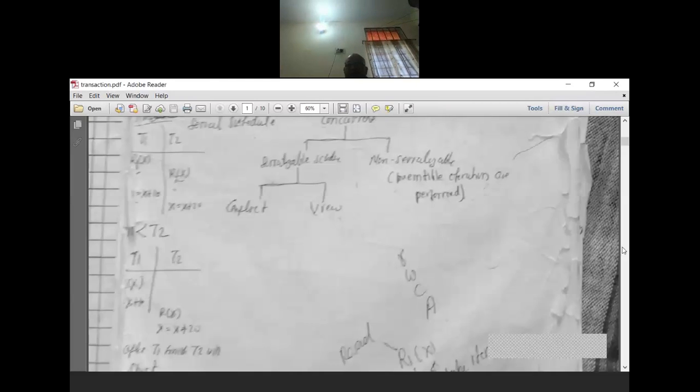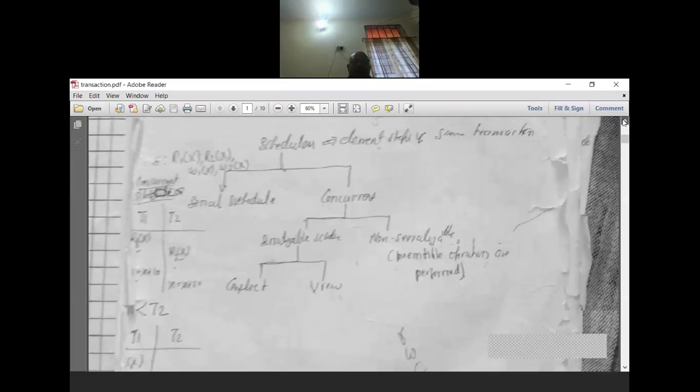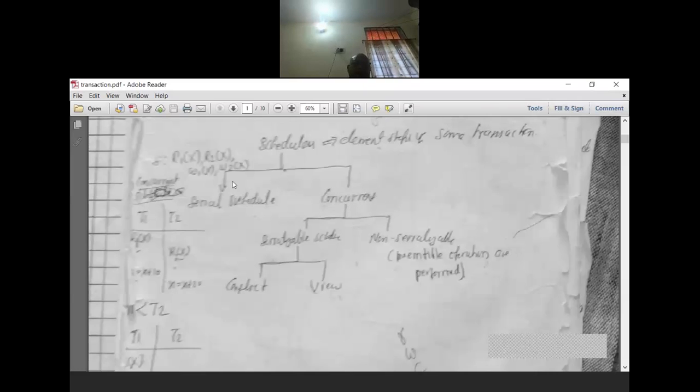In a concurrent transaction, transaction 1 is working and sometimes transaction 2 is working in between transaction 1. So operations are working in a parallel way. Schedules are basically two types: serial schedule and concurrent schedule. Concurrent means all transactions work in parallel. In a serial schedule, one transaction completes its work, then only the second transaction starts its work.